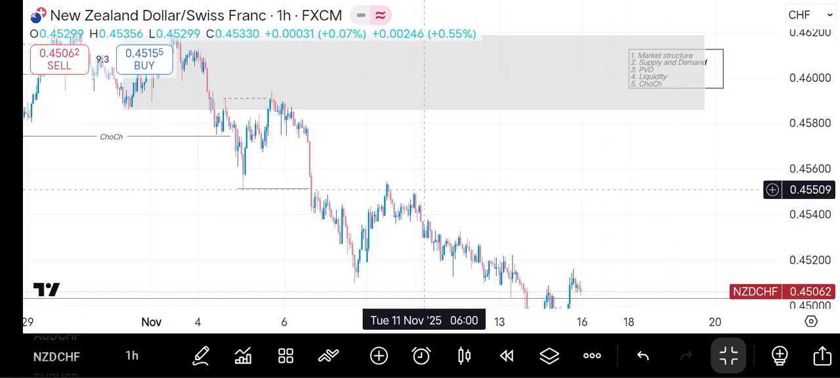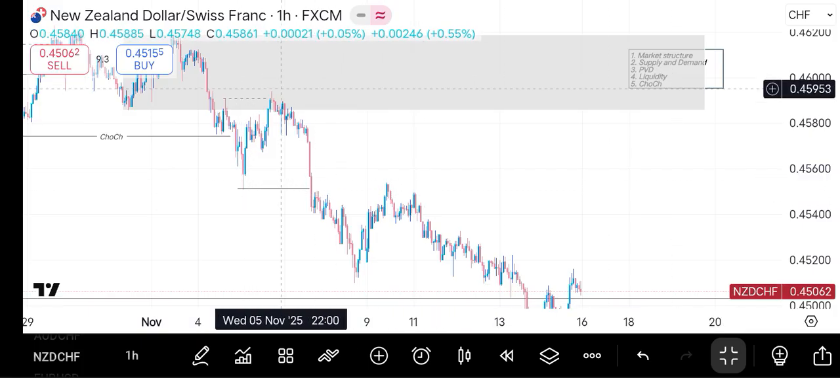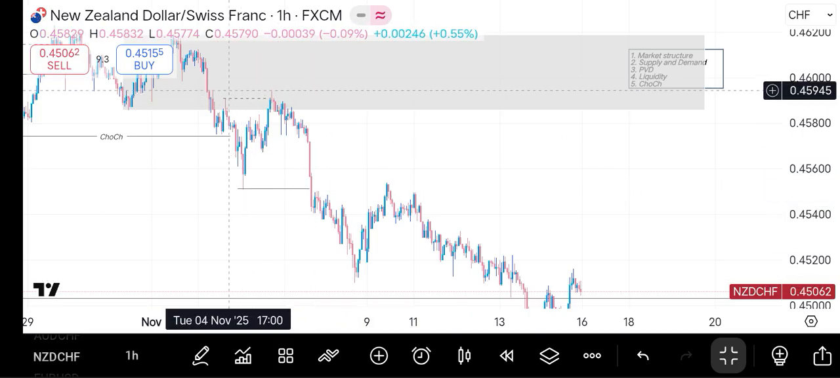What do I need next? I need my supply and demand. I have supply here because this is a buy up and a sell down. And look at this, this supply is very strong because it liquidated that high I was talking about, guys.